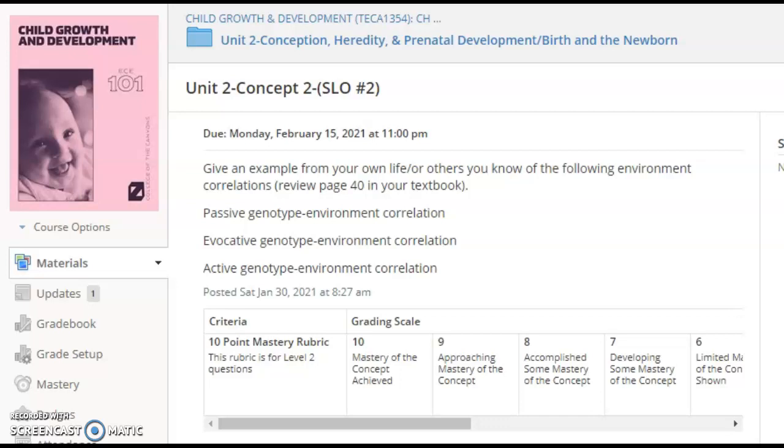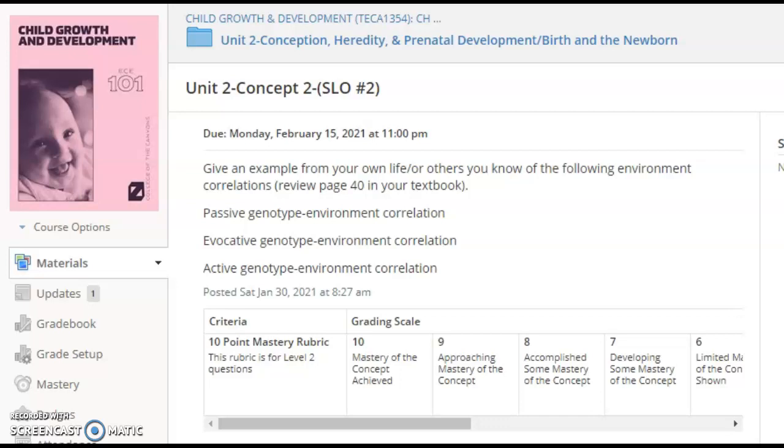And in this question, we're really looking at what are environment correlations. An environment correlation, as defined by your textbook, is the process by which genetic factors contribute to variations in the environment. And so when we look at that concept, we are going to look at three specific types of correlations. This is all found on page 40 of your textbook.